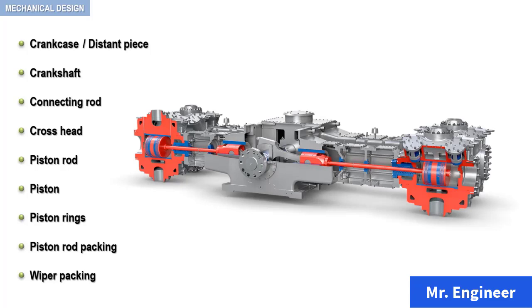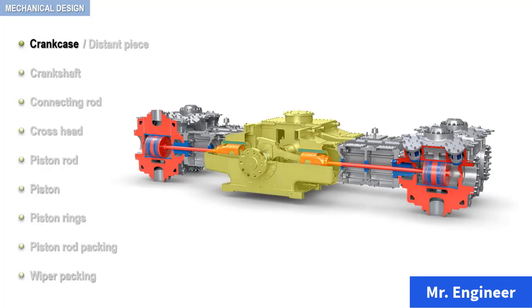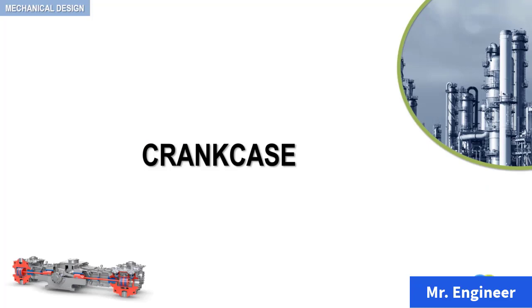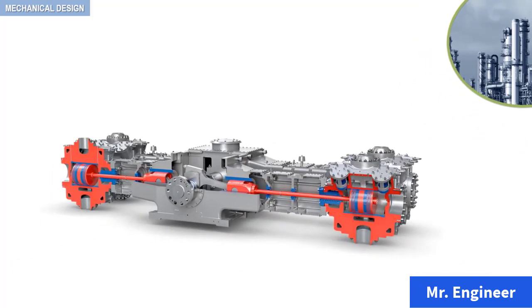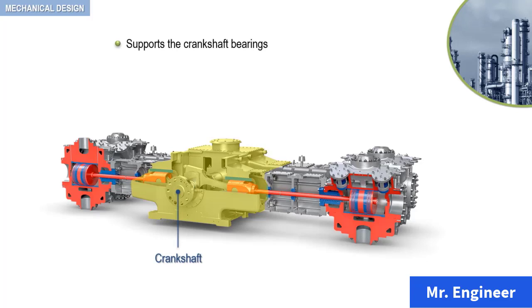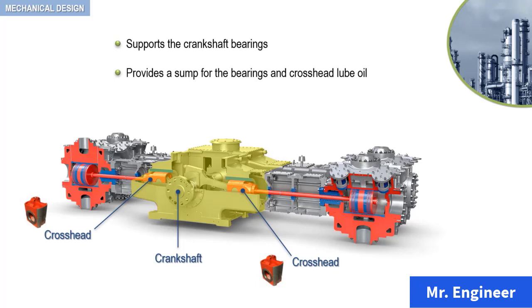The first mechanical component we will cover is the compressor crankcase. The crankcase, as highlighted here, supports the crankshaft bearings, provides a sump for the bearing and crosshead lube oil, and provides support for the crosshead assembly.